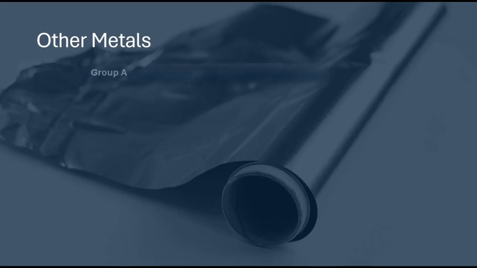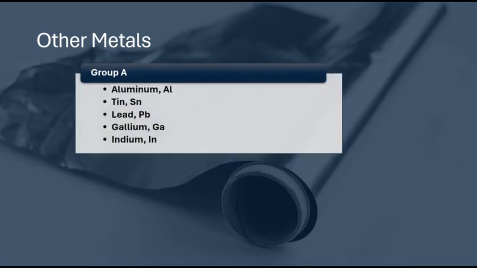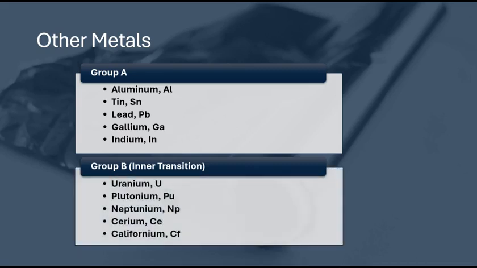Other metals. Make sure that you know that from group A, aluminum, tin, lead, gallium, and indium are metals. Sometimes these are called post-transition because they come after the transition metals, but they're still main group metals. Group B, or inner transition: uranium, plutonium, neptunium, cerium, and californium.